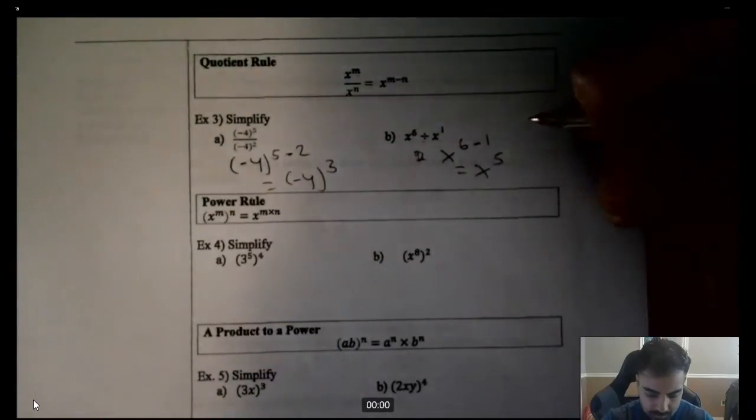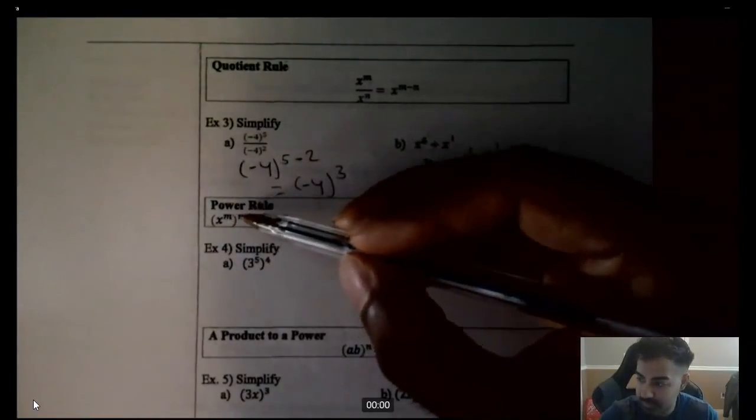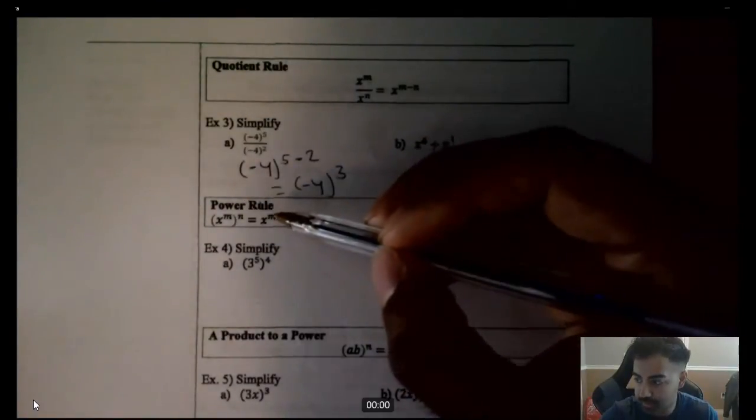Okay, good. So let's go to the power rule here. When you have an exponent to another exponent, so a power to a power, you're simply going to multiply them.